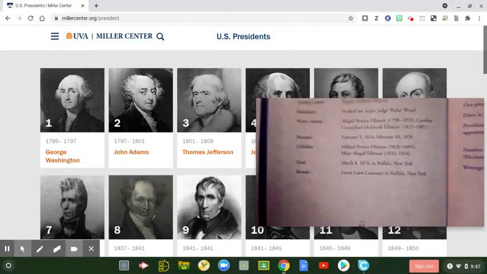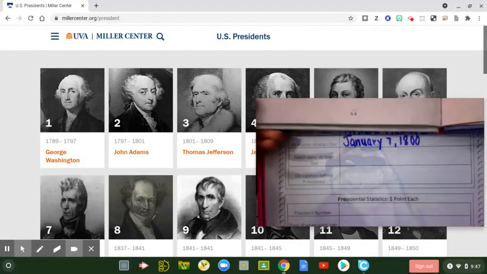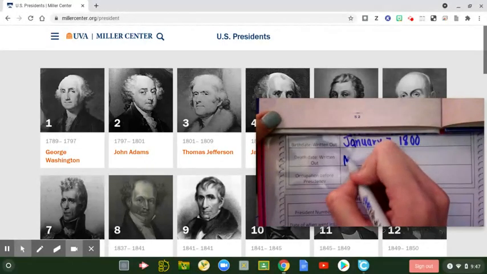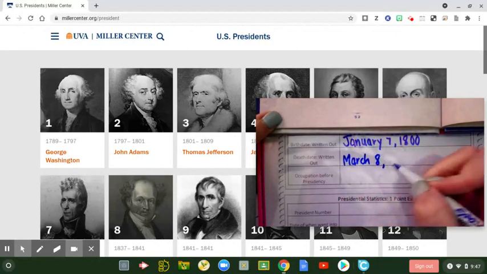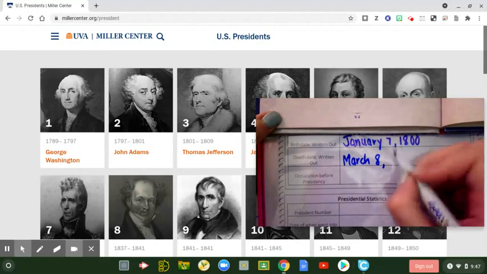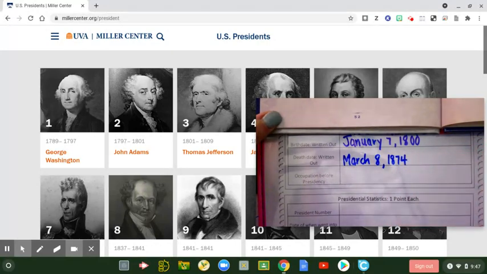Okay, now I need to find when he died. And if I look down at the bottom, there it is. He died March 8th, 1874 in Buffalo, New York. So I'm going to put March 8th, capital M, comma, 1874. If it tells you where and you want to put where, you can do that.